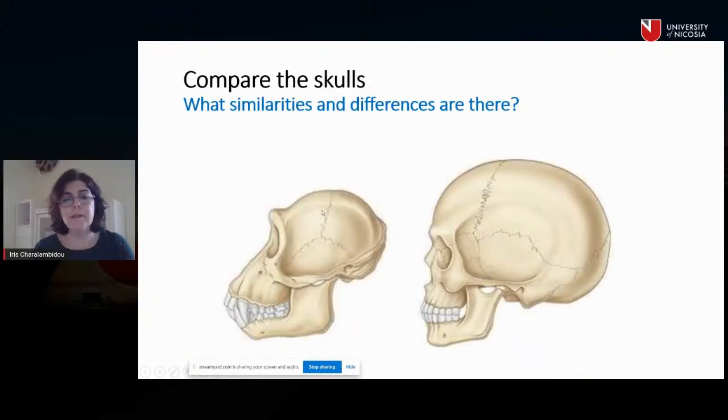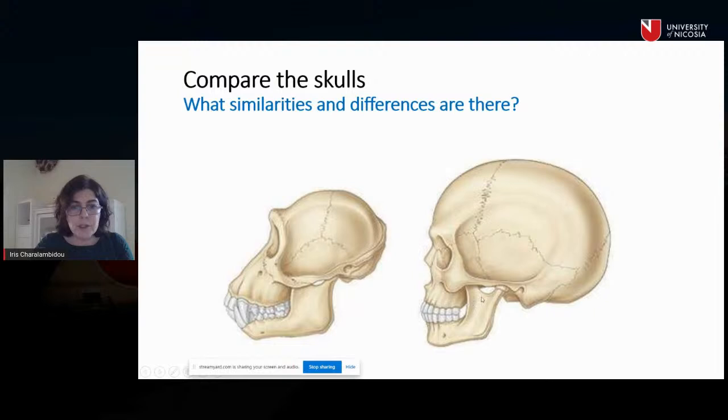One characteristic that can be investigated, for example, is comparing our skulls. If you compare these two skulls, one of the most characteristic differences is the size of the brain. I hope everyone realized that this skull on the right is that of a Homo sapiens. The brain size is 3 to 4 times larger than the brain size of a chimpanzee, if you notice.